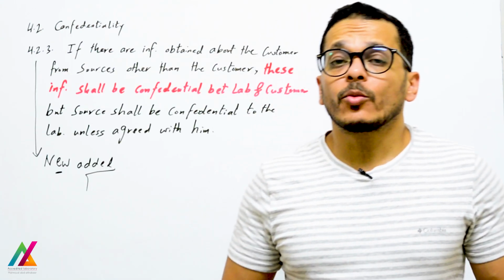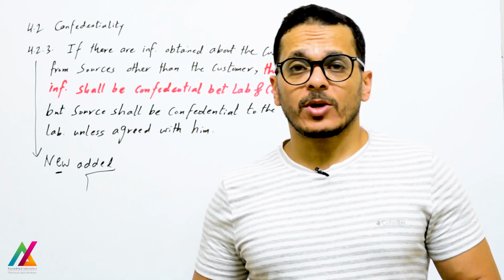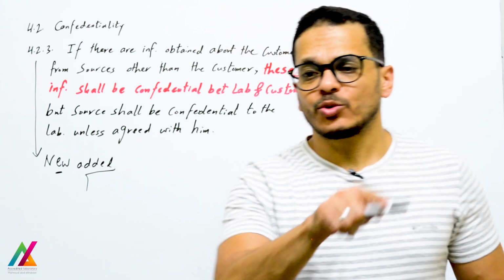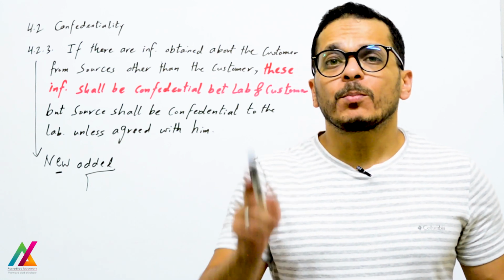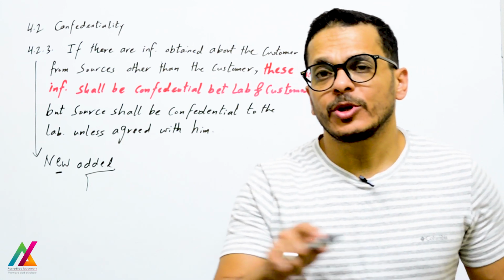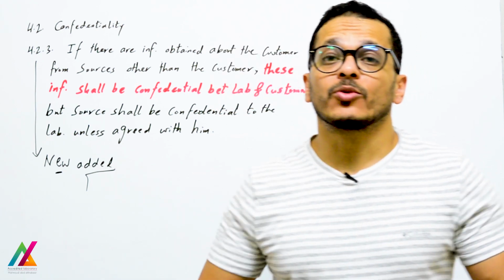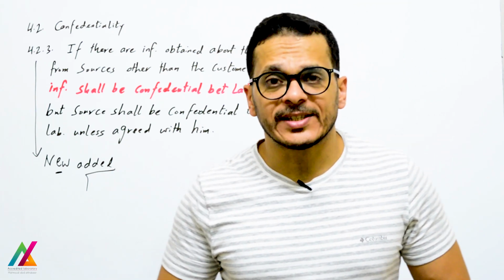And if there is information obtained about the customer from sources other than the customer, this information shall also be confidential between the lab and the customer, but the source shall be confidential to the lab unless agreed with him that they will provide his name. And this point is newly added to this edition.